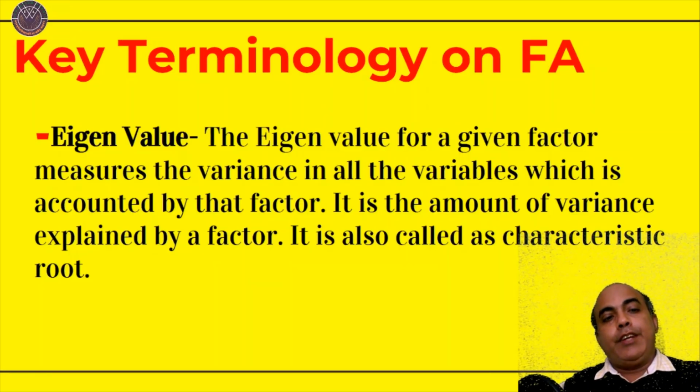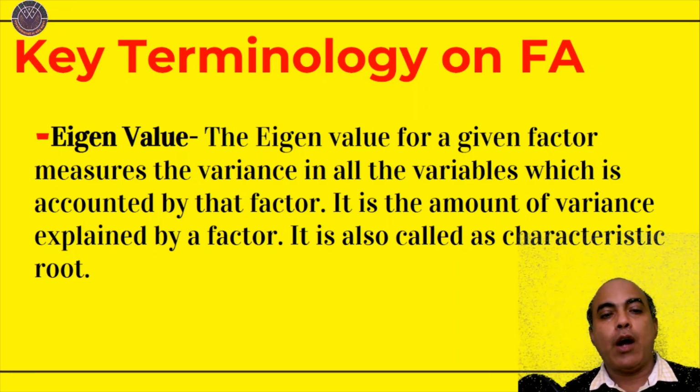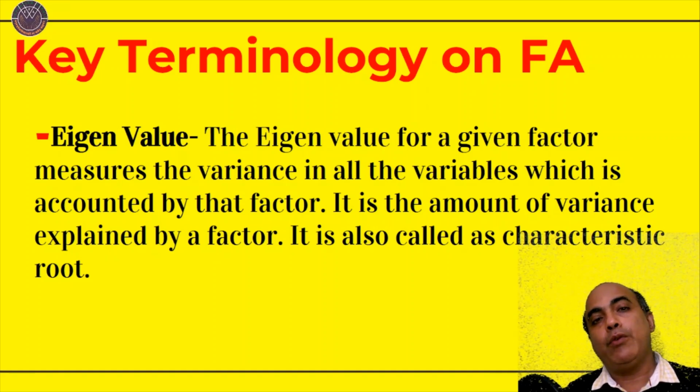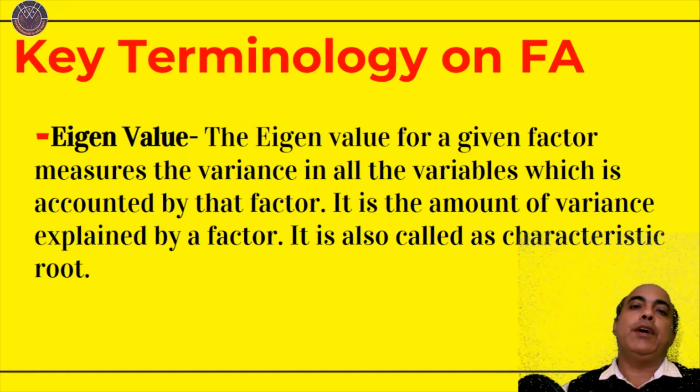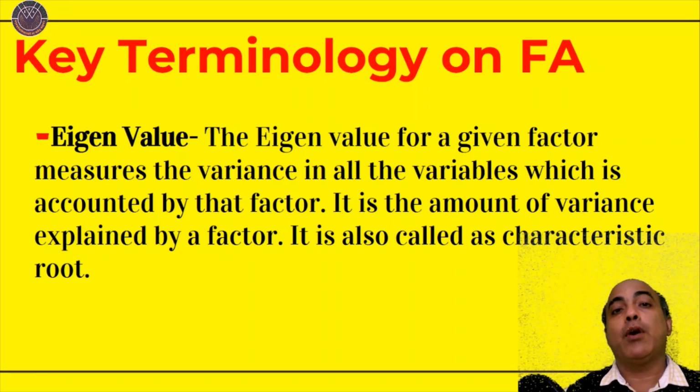Okay, now the next key term is the eigenvalue. The eigenvalue for a given factor measures the variance in all the variables which is accounted for by that factor. So it is quite different from communality. Here we see how much that factor is capable of explaining the variance among all the variables. It is the amount of variance explained by a factor. It is also called the characteristic root. In a way, the eigenvalue is a measure of the extent to which a particular factor explains the observed set of variables.